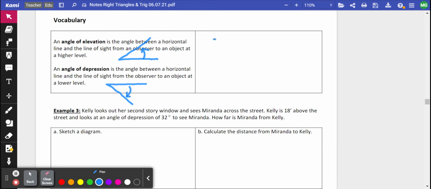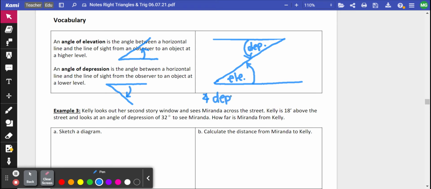What's really important, and it's going to be helpful to us, is that if this is horizontal, this is an angle of depression. Okay, so an angle of depression. This is also the horizontal. This is the angle of elevation. What's really important to know is that the angle of depression is equal to the angle of elevation. I don't know if you remember, if two parallel lines are cut by a transversal, alternate interior angles are congruent. That's why that's true. So those two angles will be congruent.